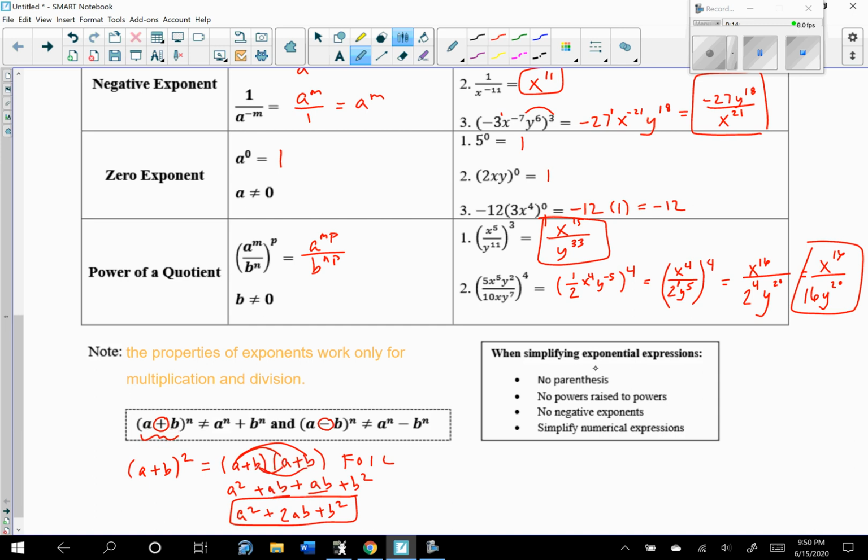When you're simplifying exponential expressions, just keep this in mind. Simplified means that there's no parentheses in your final answer, no powers raised to powers, no negative exponents, and always simplify numerical expressions. So that's just kind of a review of what we just talked about. So let's go ahead to the next part.